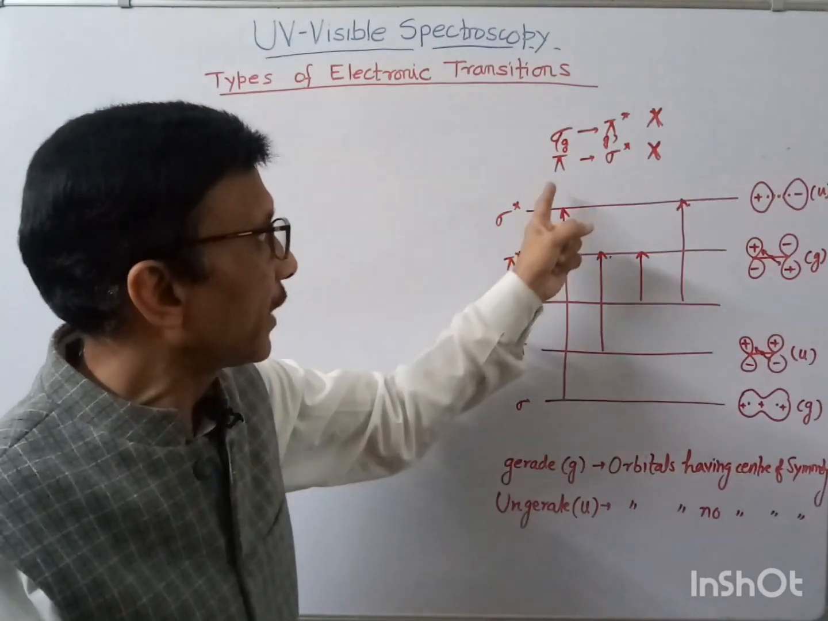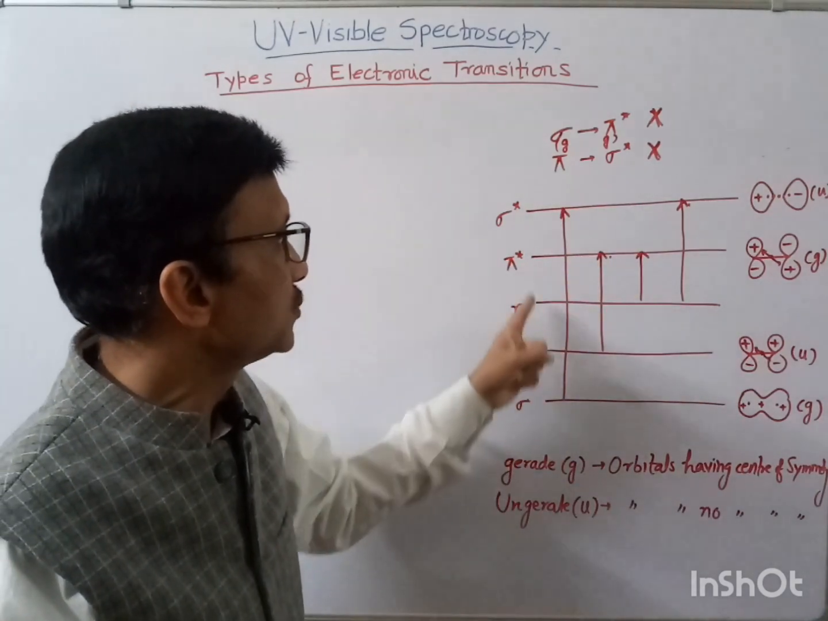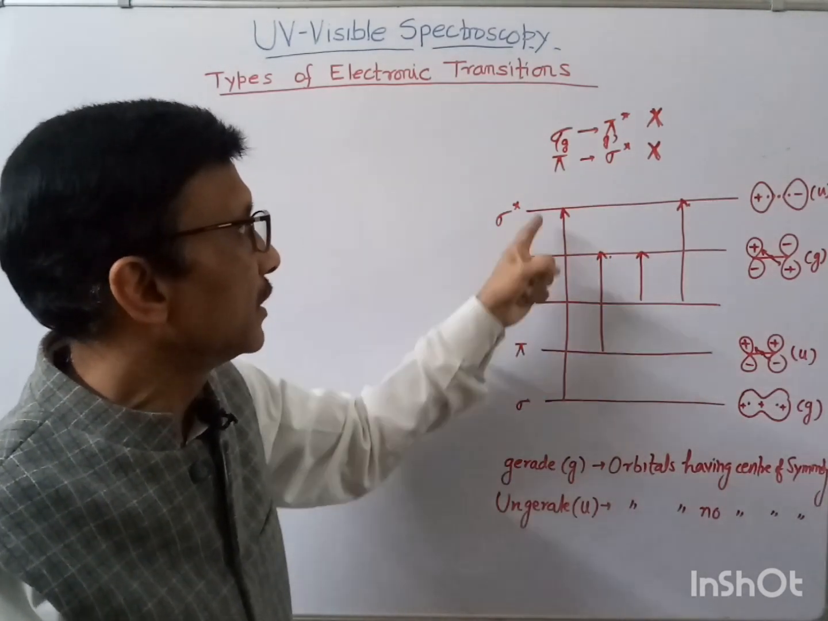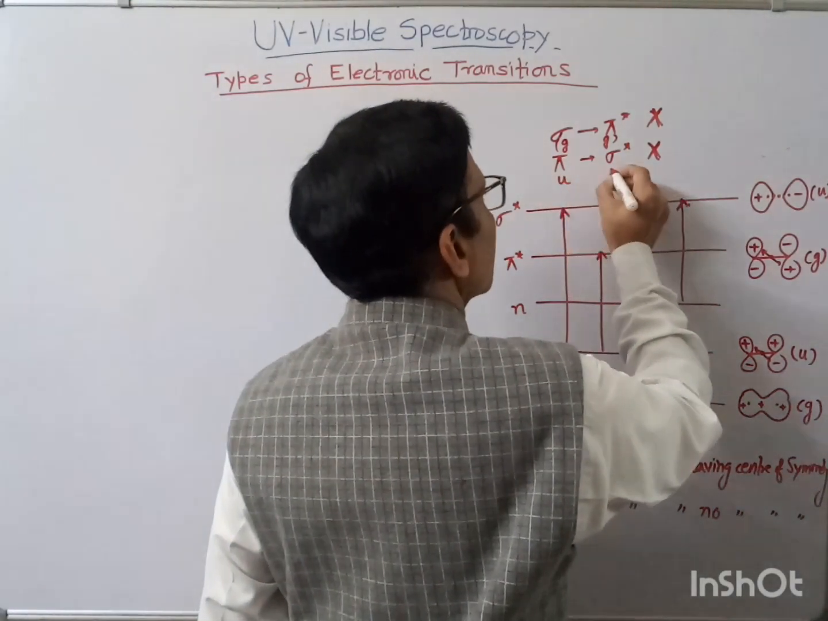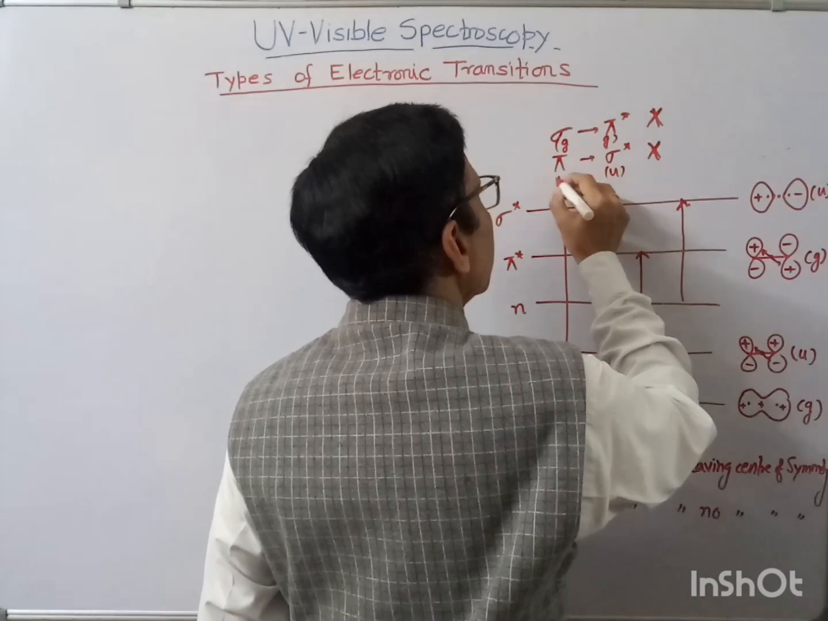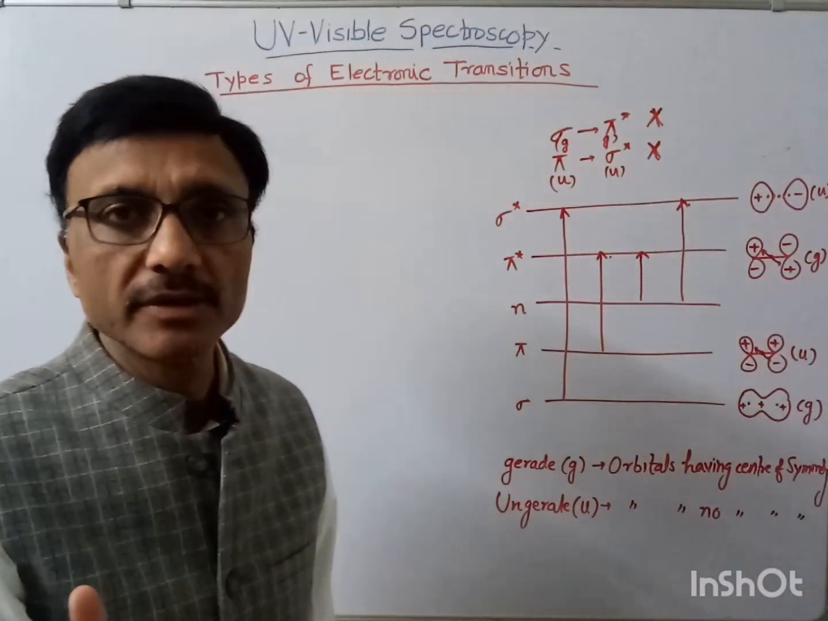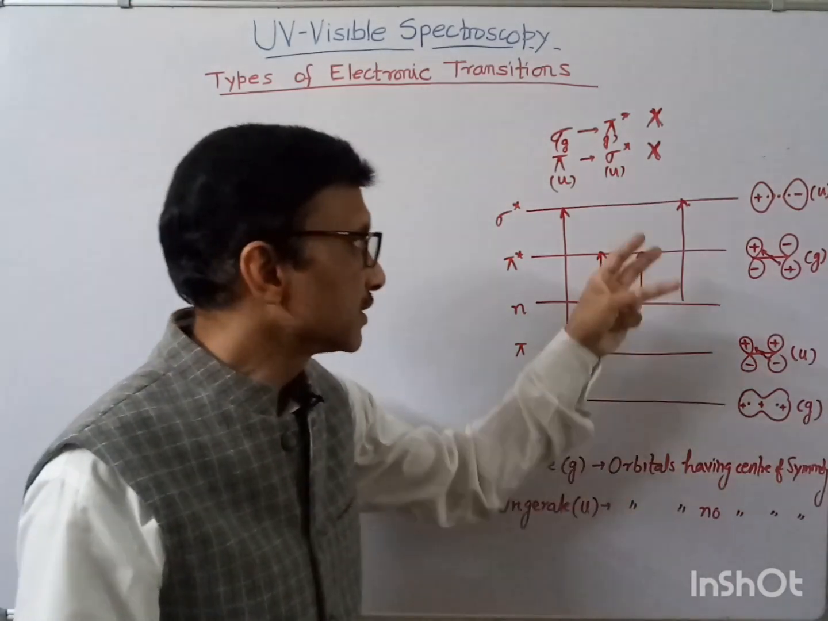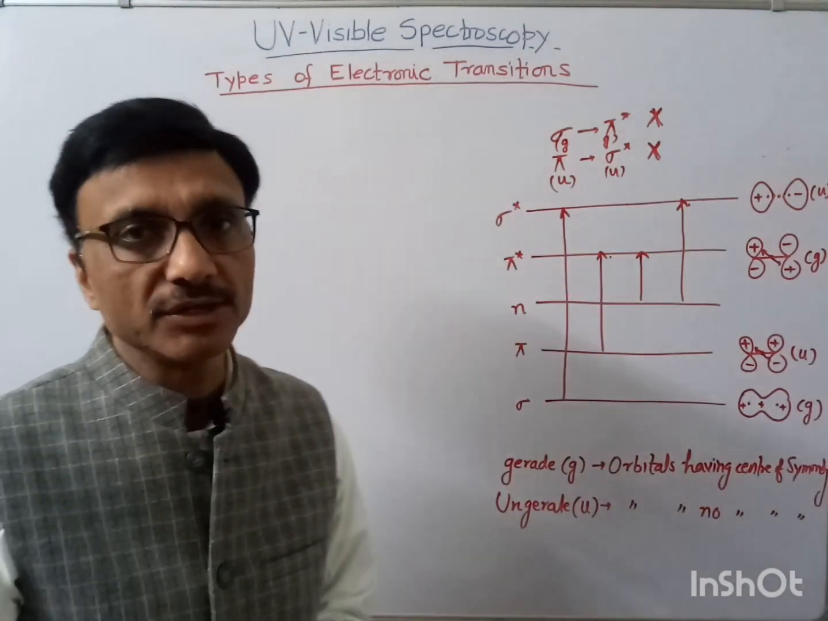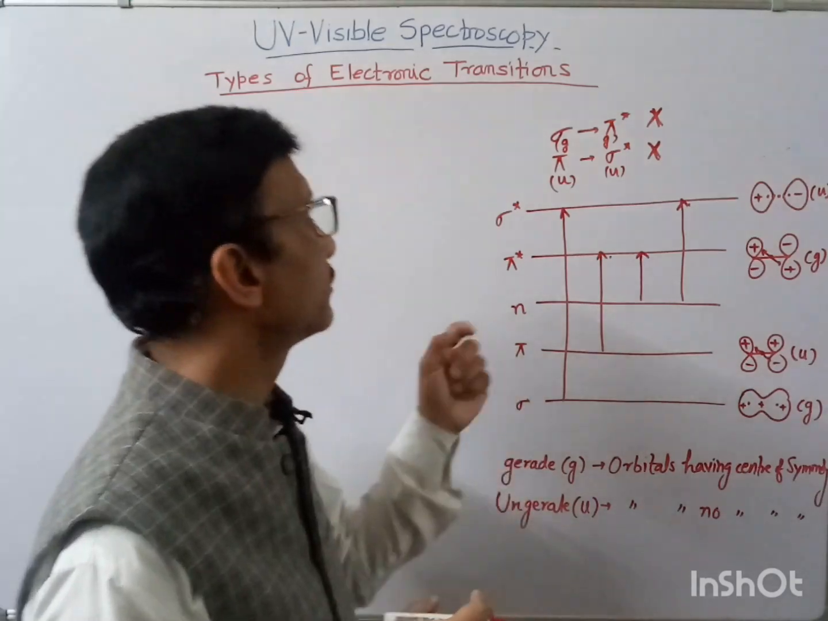In the same way, pi to sigma star is not possible, because both are ungerade, both are non-symmetric orbitals, and if a transition takes place, the symmetry changes. So this is also not possible. So these are the possible electronic transitions. Let us discuss them one by one.